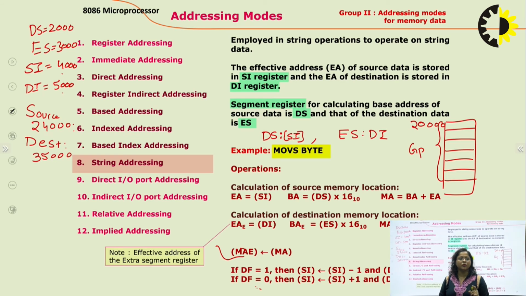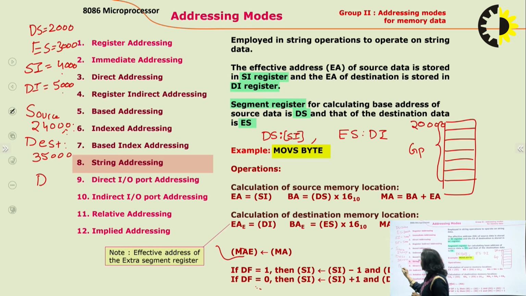If we are talking about byte string, then this location will give one data and this data will be copied to destination, only one location for each data. But if we talk about word string, then 24,000 plus 1 will give single data, and similarly 35,000 plus 1 location will give a data. Now, this will be the starting address of source and destination. What will be the next address? It depends on direction flag.